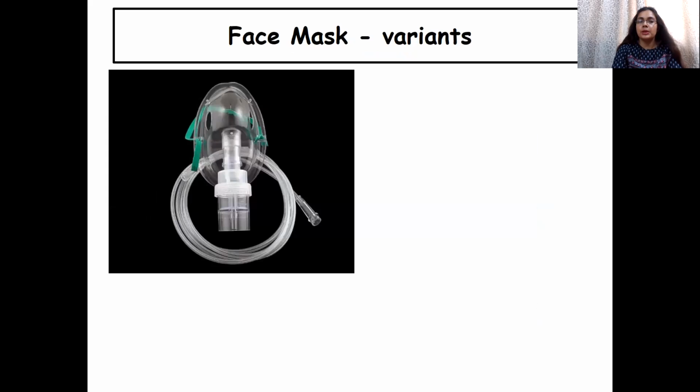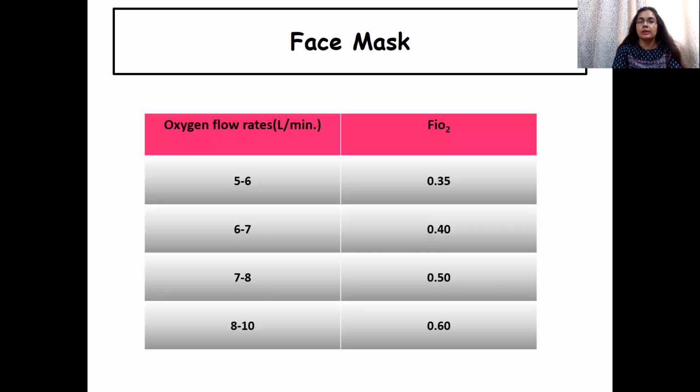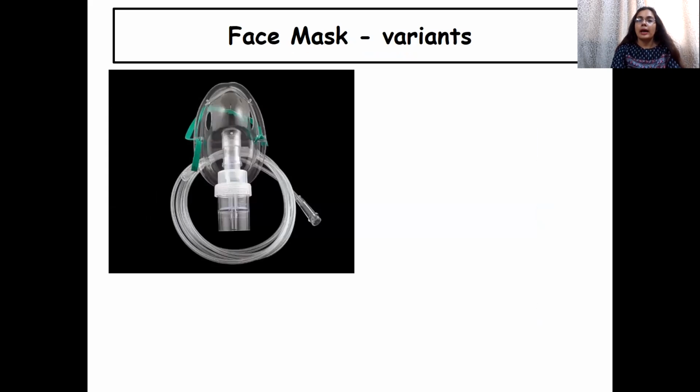0.35, and as you keep increasing, the FiO2 also increases, and the maximum flow rate that you can give with this device is between 8 to 10 liters per minute, where the maximum FiO2 delivered can be up to 0.6. If you still need to give higher fractions of oxygen, your patient is unable to maintain the desired oxygenation with a face mask, you should switch over to a higher device, which we will come to later. First, I'll tell you about face mask variants.